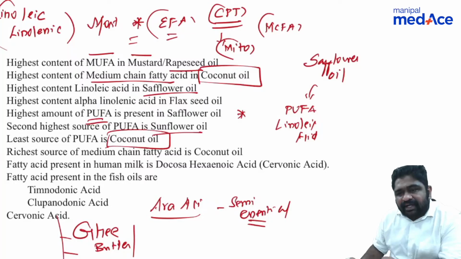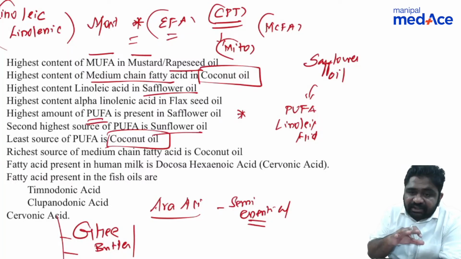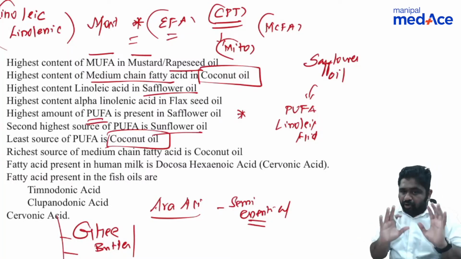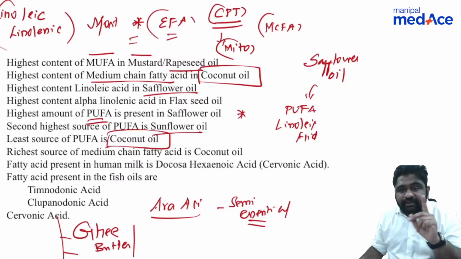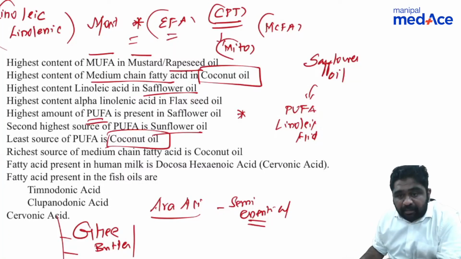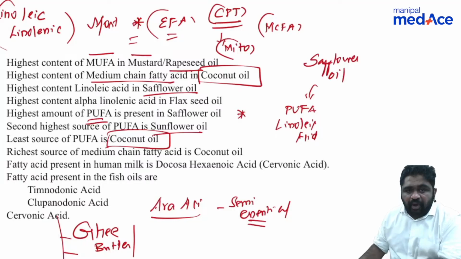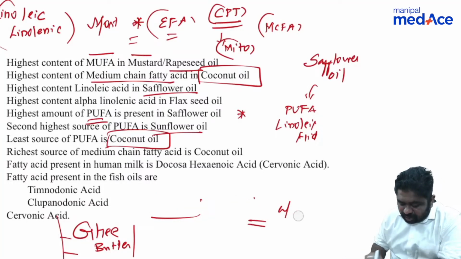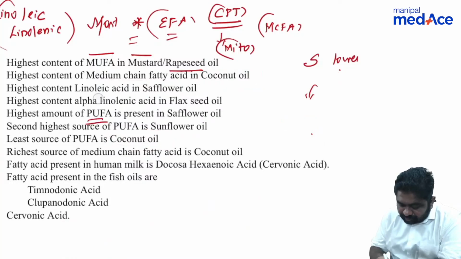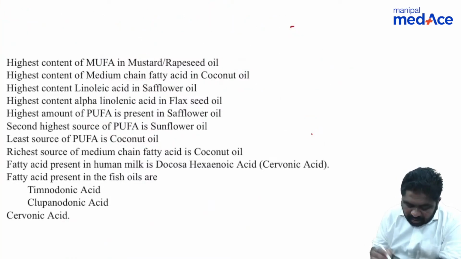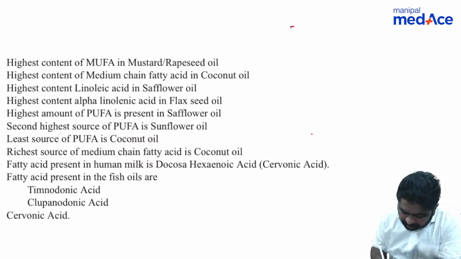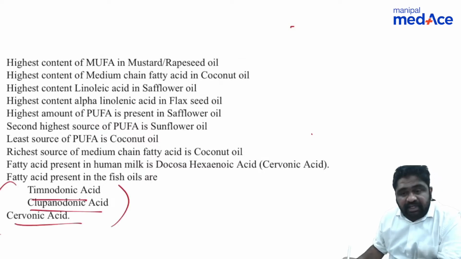When they ask you at times why coconut oil can be dangerous, if you take excess amount of coconut oil, it is very good, healthy, but if you take excess amount of coconut oil, why is it dangerous? Because the content of PUFA is the minimum in case of coconut oil. Now remember, when it comes to fish oils, what are the most important acids you have to consider? In case of fish oils, the most important things to consider would be timnodonic acid, clupanodonic acid, and cervonic acid.